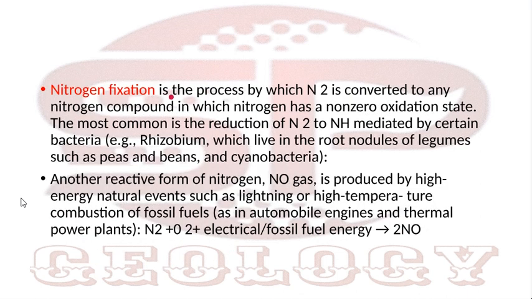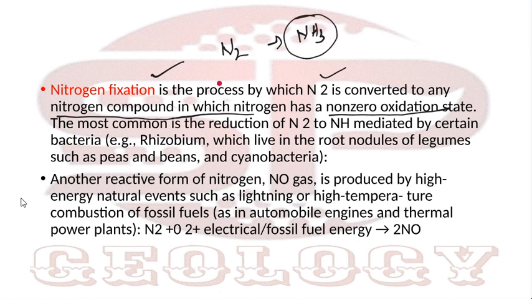First is nitrogen fixation. This is a process by which N2 is converted to a nitrogen compound which has a non-zero oxidation state. That means N2 will convert to NH3. It will be a non-zero compound. Nitrogen fixation by organisms, bacteria, converts N2 to NH3.